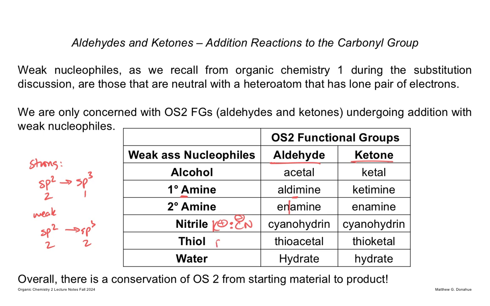Thiols are just the sulfur variant of alcohols. So they form thioacetals or thioketals. And then water, which we know is H2O, that forms what's called a hydrate. So just as the name implies of a carbonyl, you're formally adding H2O to that carbonyl. And that's a hydrate. So most importantly, you're conserving the oxidation state 2, even though the hybridization is changing.